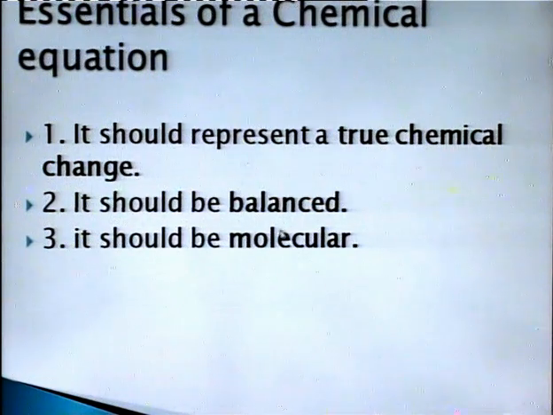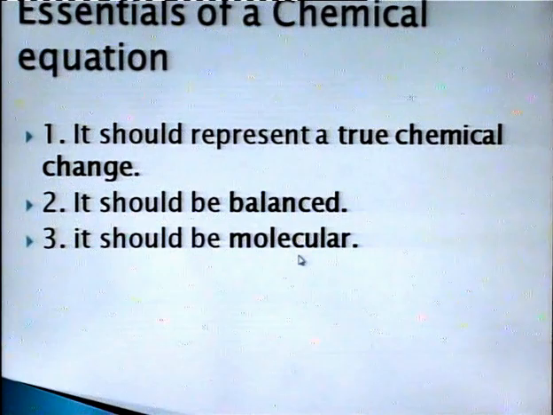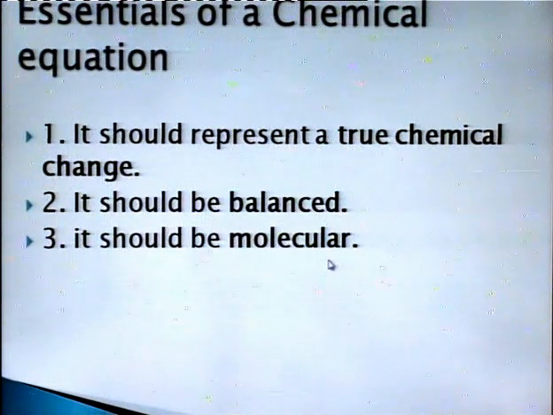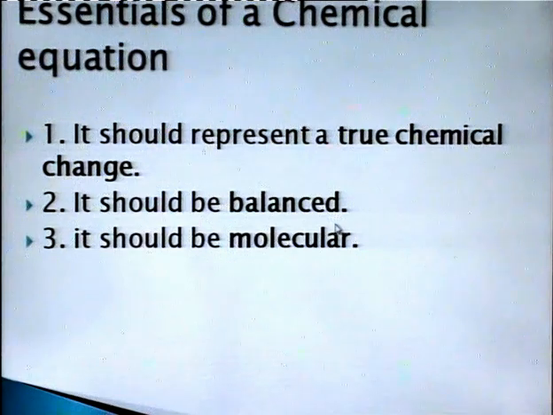Second is it should be balanced. So the second essential condition for a chemical equation is it must be balanced. If it is unbalanced, then it is of no use. And third condition is it should be molecular. So this equation should be in molecular form and not in the atomic form. So these are the three main conditions, or you can say the essential conditions for a chemical equation. Again, first it should be a true chemical equation, it should be balanced, and it should be in the molecular form.